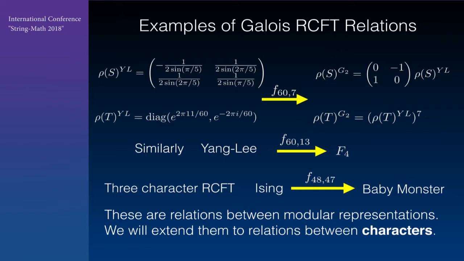And there are similar Galois relations. If you take the Yang-Lee characters and act by 13, you get the modular representation of F4. If you take the modular representation of the Ising model with 3 characters, and this has conductor 48, and you act by the Frobenius element 47, you get the representation of the modular group for the baby monster VOA, which also has 3 independent characters. So these Galois relations are known and have appeared in the literature in a variety of ways.